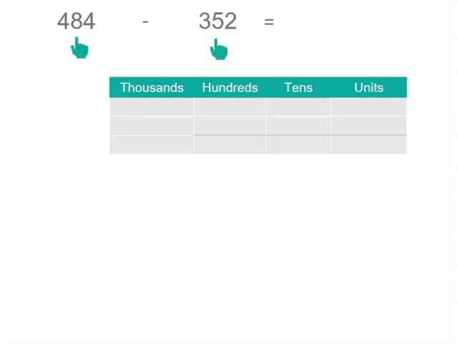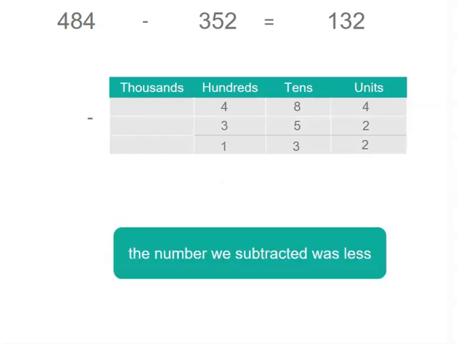484 minus 352. So let's put those two numbers in. There's 484 and subtract 352. And don't forget your little minus sign just on the side there. Now if we look at our units place, 4 minus 2 is 2. We go to our tens, 8 minus 5 is 3. And our hundreds, 4 minus 3 is 1. Now that gives us 132.